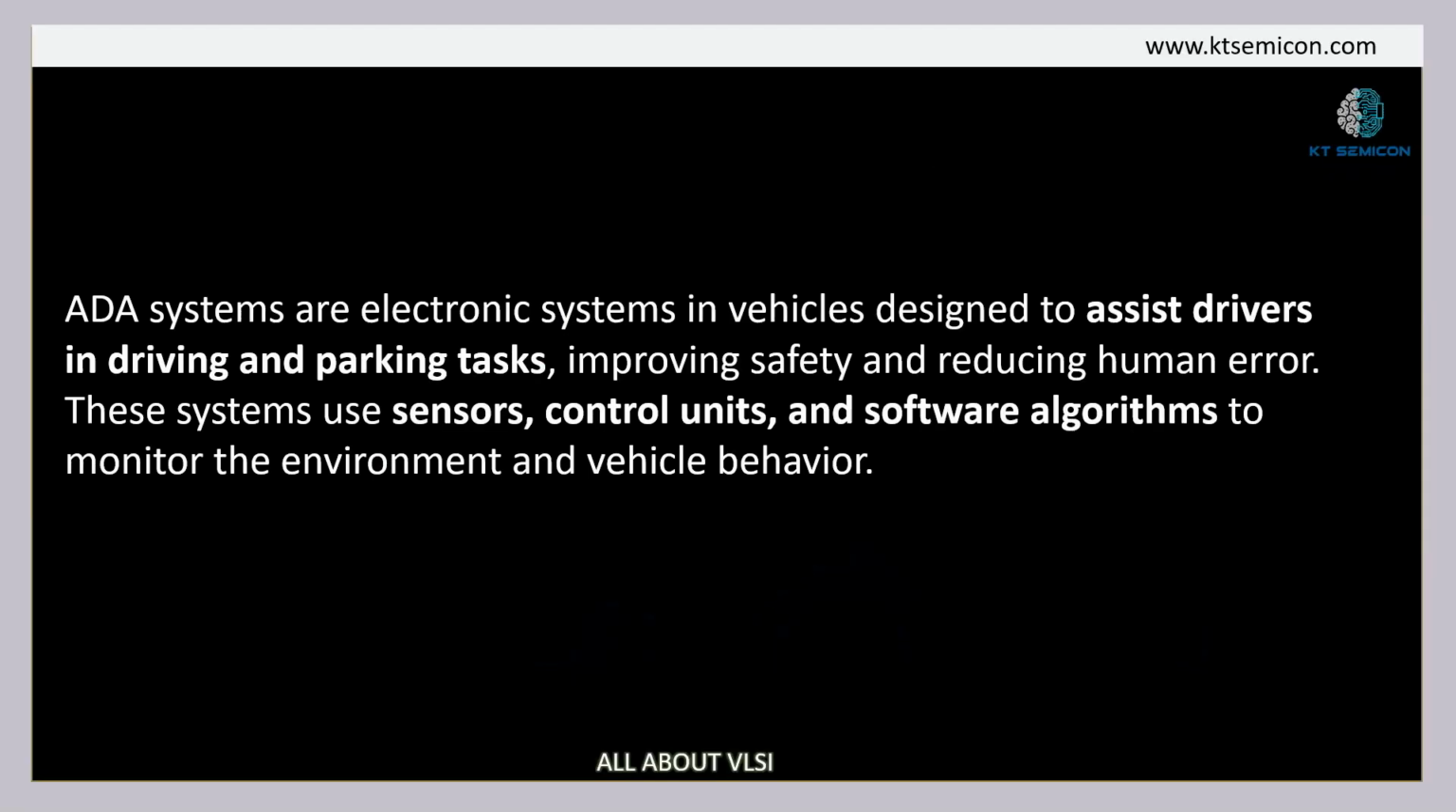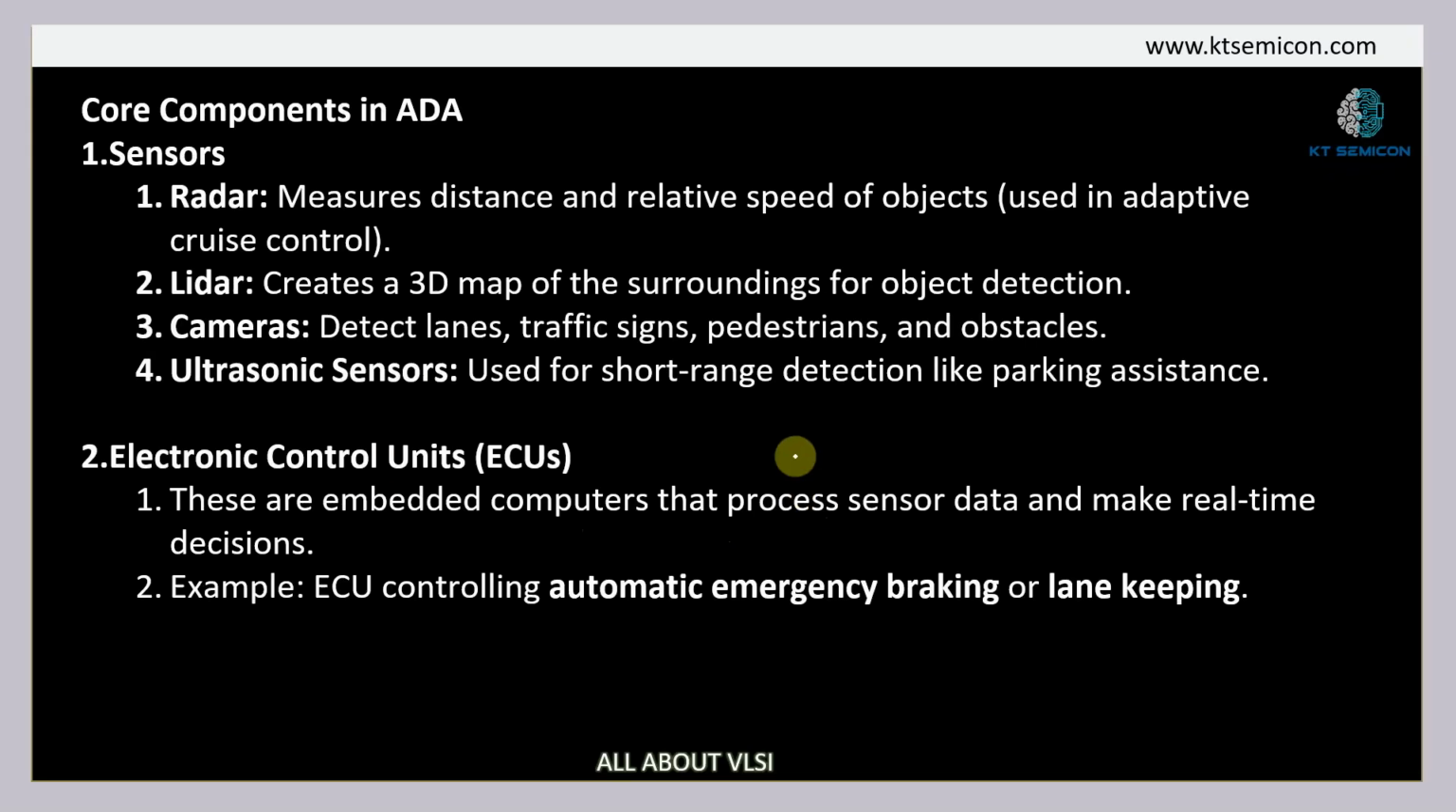So this is what we were discussing previously. ADAS systems are electronic systems in vehicles designed to assist the drivers, improving safety and reducing human error. And these systems use sensors, control units, and software algorithms for monitoring the environment and vehicle behavior. Okay. So the core components, you have said it correctly.